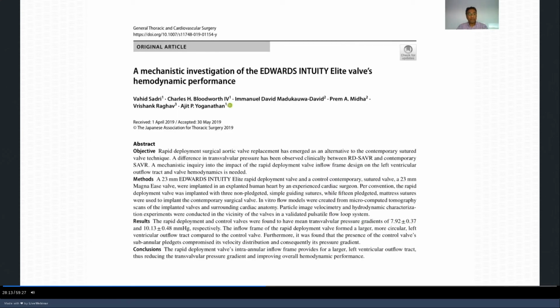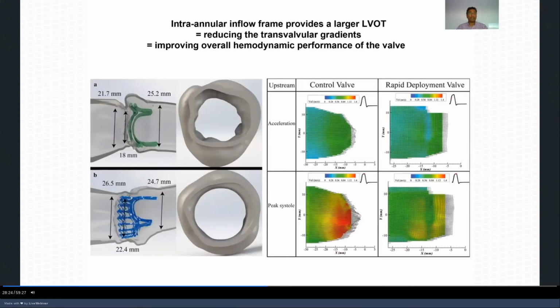The next paper by Sadri and colleagues measured the flows across a 23 Intuitive valve implanted into a human cadaver model. And when you look at the diagram here, you can see straight away that the Intuitive valve confers a circular LVOT. Not only that, when you look at the dimensions in the LVOT, it is far better compared to a standard valve. What's interesting, when you look at the flows across the aortic valve, it tends to be laminar across the whole systole period.